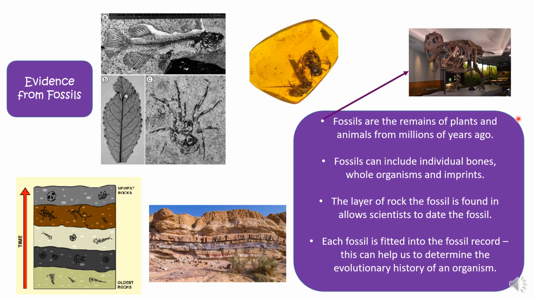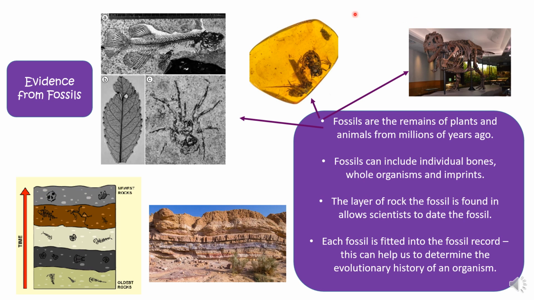We've got the classic skeletal bone fossils. We've got amber fossils here. So that's where small organisms become trapped in cell sap that turns into amber. Think Jurassic Park. And we've got here some imprints from 3 different types of organisms.